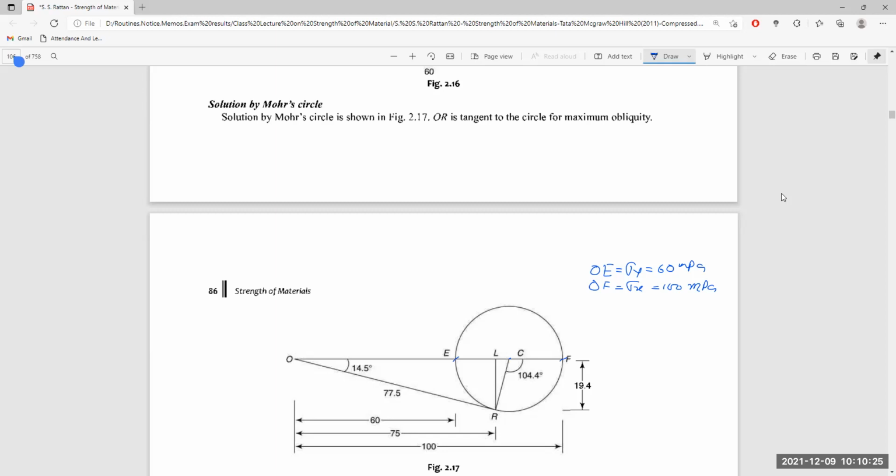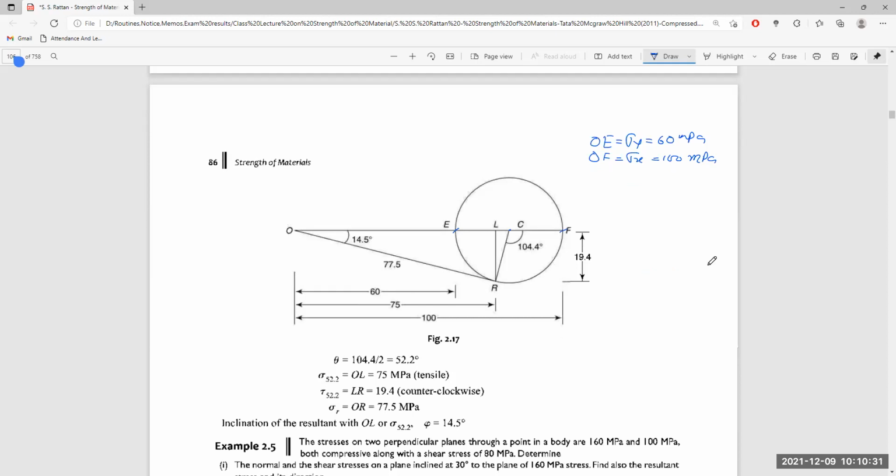This is the, if you drop a vertical here, that will become 75. And theta is inclined with an angle from here. If we join this angle from C to R, which is the maximum stress induced here, it will induce an angle. If we measure it, it will become 104.4.